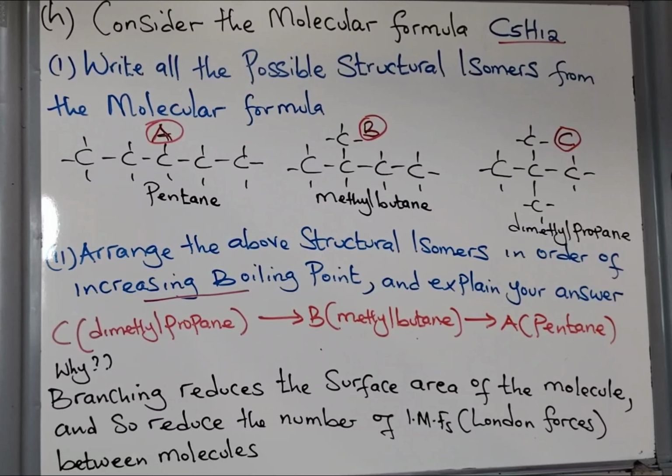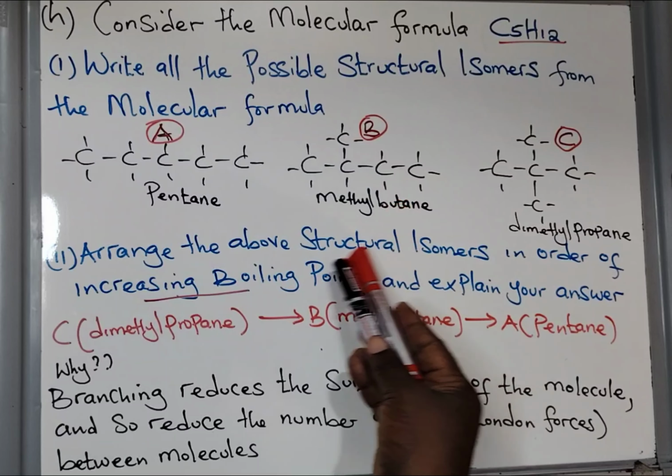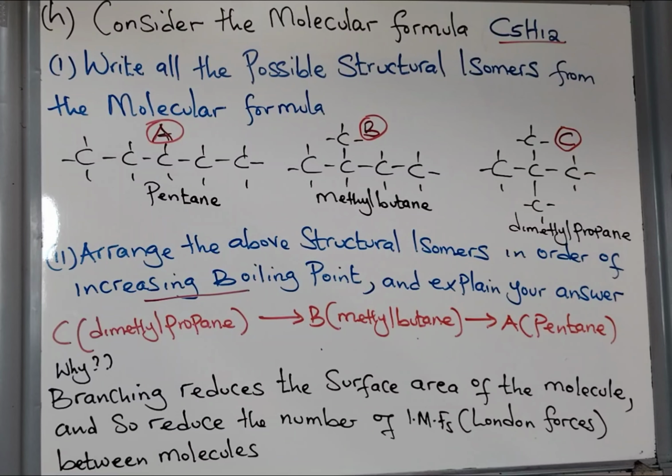So there we are. Branching reduces the surface area of the molecule, and so reduces the number of intermolecular forces or London forces between the molecules. So when you look at the branching, C is the one which is highly branched compared to B, and A is not branched. So A has the biggest surface area, followed by B, and C has the least surface area.